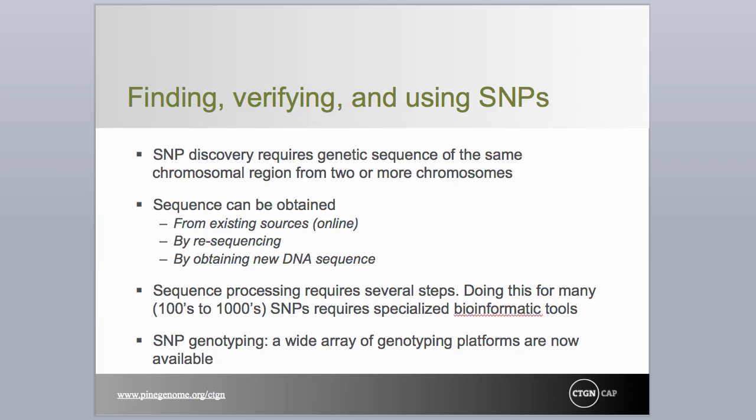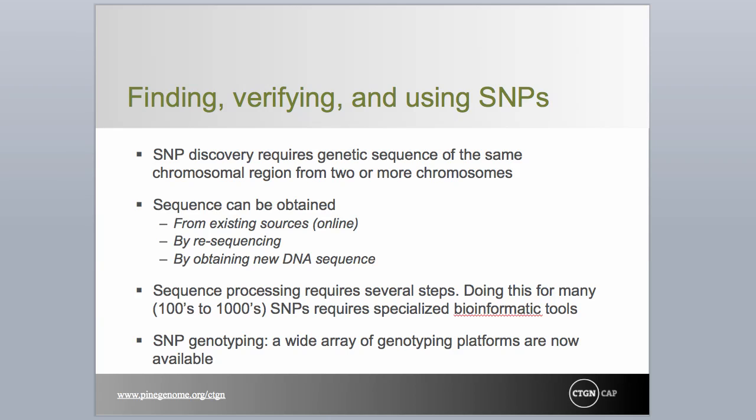Conceptually, SNP discovery is straightforward. Obtain genetic sequence of the same chromosomal region from 2 or more chromosomes, align them so that the base positions are identical for all sequences, and look for differences among the sequences at each position. It sounds simple, but in fact can be quite difficult to do well.